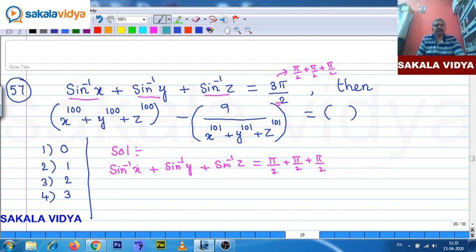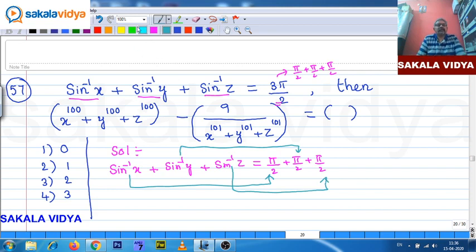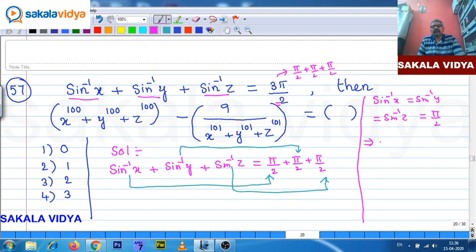Comparing both sides, this is pi by 2, this is also pi by 2, and this is also pi by 2. So we get sine inverse x equals sine inverse y equals sine inverse z, each equal to pi by 2. That means x equals y equals z equals sine pi by 2, which is 1. Now we need to find the value of the given expression.